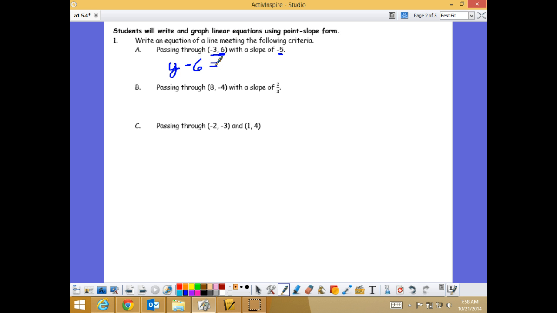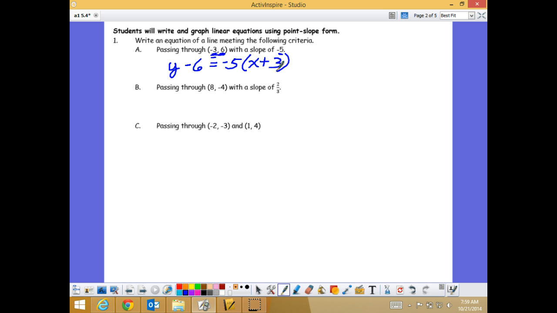And that is equal to the slope, which is negative 5, times the quantity, and then we have x, and then the x coordinate of the point, which is negative 3. So when we put it into the equation, we change the sign. So that is the equation of that line through the point negative 3, 6, with a slope of negative 5.